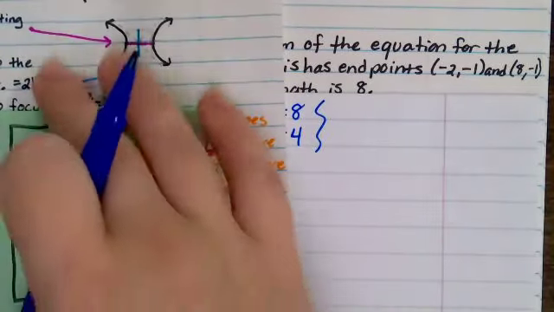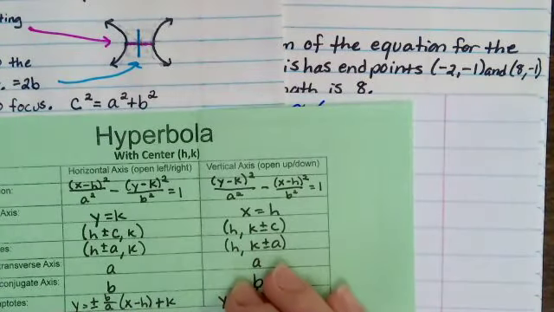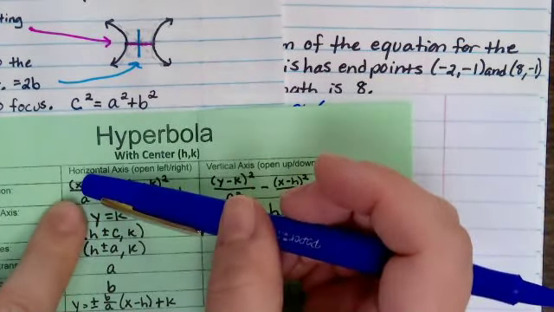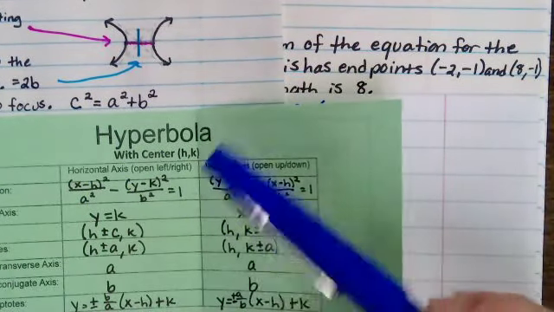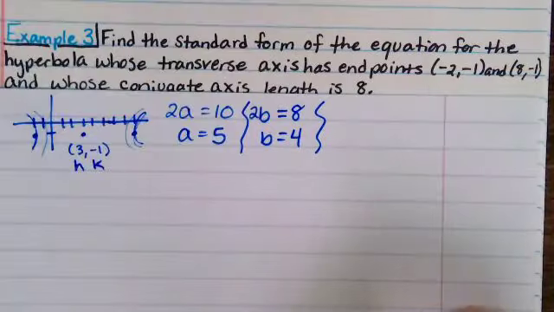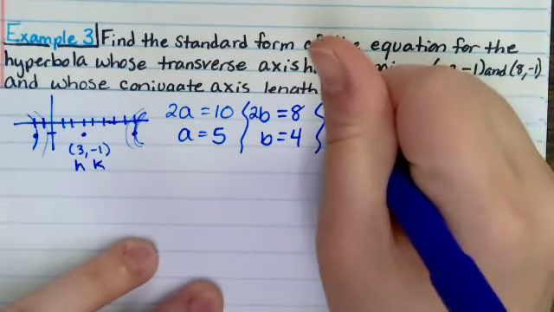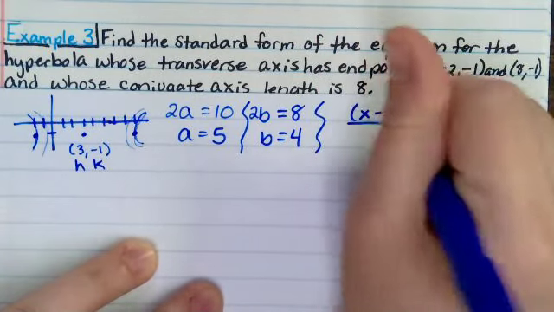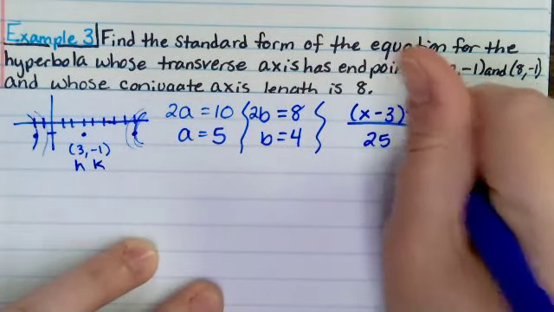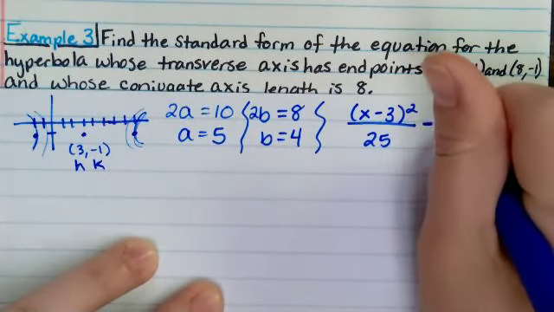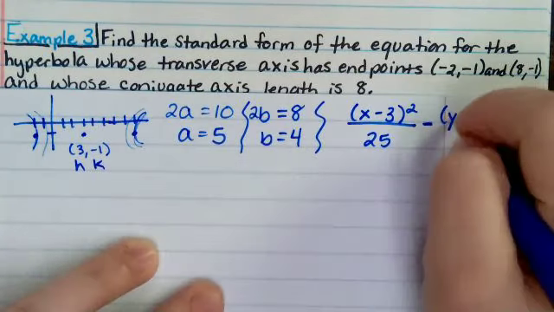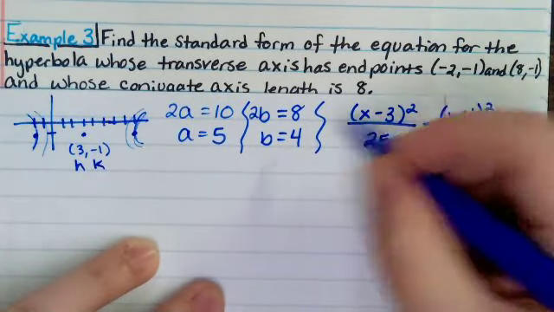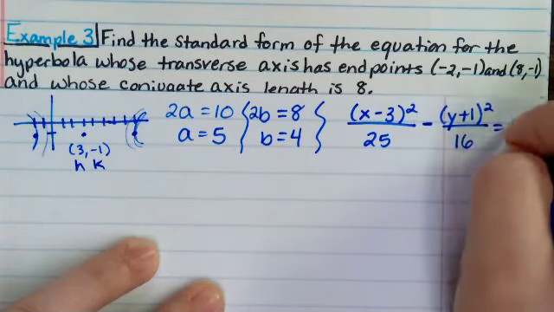So when I look at my stuff and I'm trying to decide what structure I'm using, it's this one where it's left and right. So that X is over that A squared term. It's that leading piece, okay? So our equation is going to be (X minus H), so (x minus 3) squared over A squared, which was 25, minus (Y minus K), so minus a negative makes plus, (y plus 1) squared, and then we have over B squared. B squared is 16, equals 1.